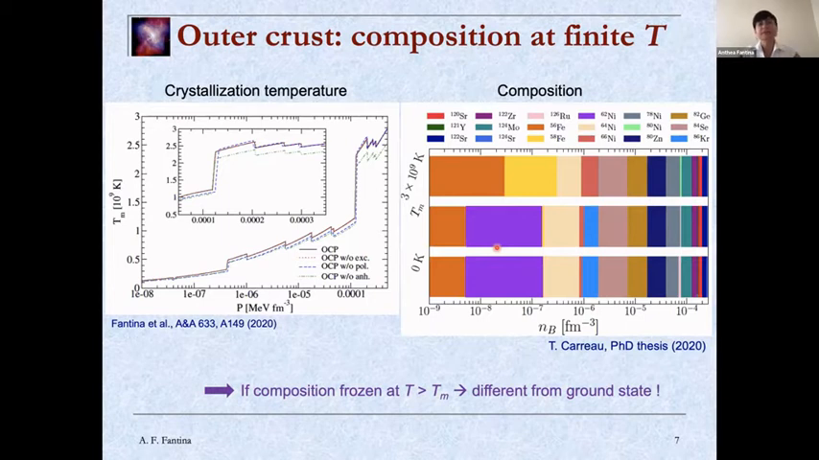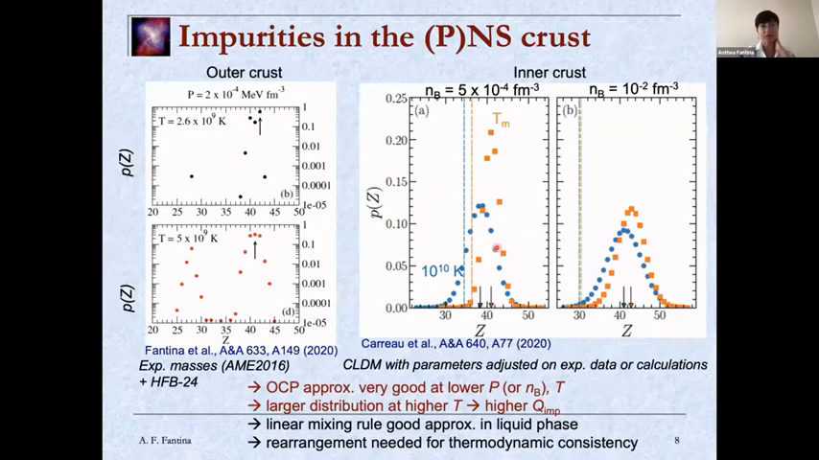Now, what about impurities? I show you here some recent results on the outer crust and the inner crust for two given temperatures and densities, just as illustrative examples. So here is the distribution in Z, and you can see the distributions in Z of elements. What we can infer is that as soon as you go higher in temperature or higher in density, or equivalently pressure, the distribution tends to be broader, as expected. So you have a broader distribution and you expect a higher impurity factor.